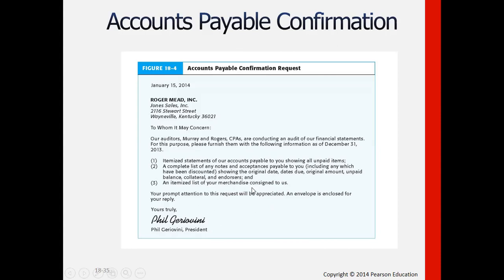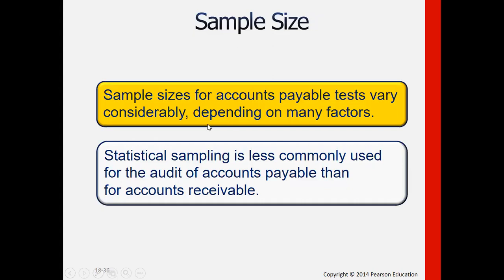Then an itemized list of your merchandise consigned to us. So as consignees, we would be checking if ever there are still remaining items which are unsold, because these have to be reported to the vendor or consignor or original owner, since these goods should not be part of our liabilities anyway and are part of our inventories as discussed in consignment sales. Then sample sizes also are very important. As said, the riskier the situation would be, the more items would be verified. Statistical sampling is less commonly used for the audit of accounts payable than for accounts receivable, wherein we are going to use statistics just to obtain the sample. So we can just use other methods for sampling.